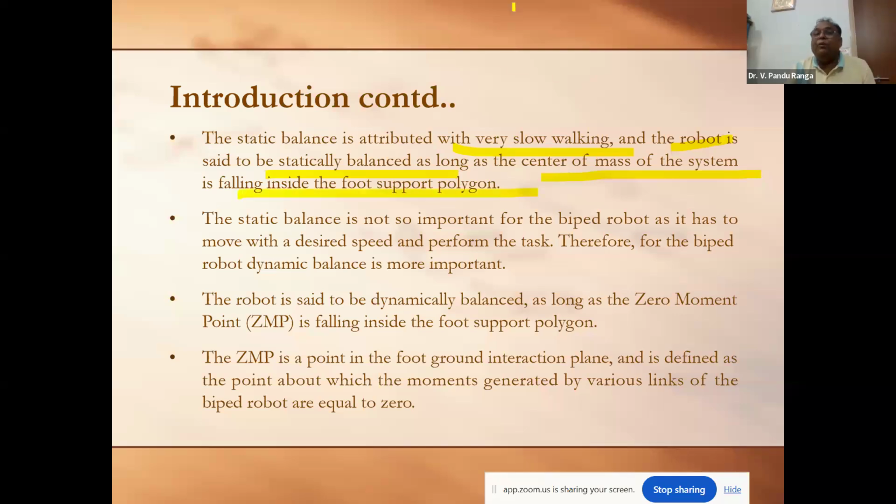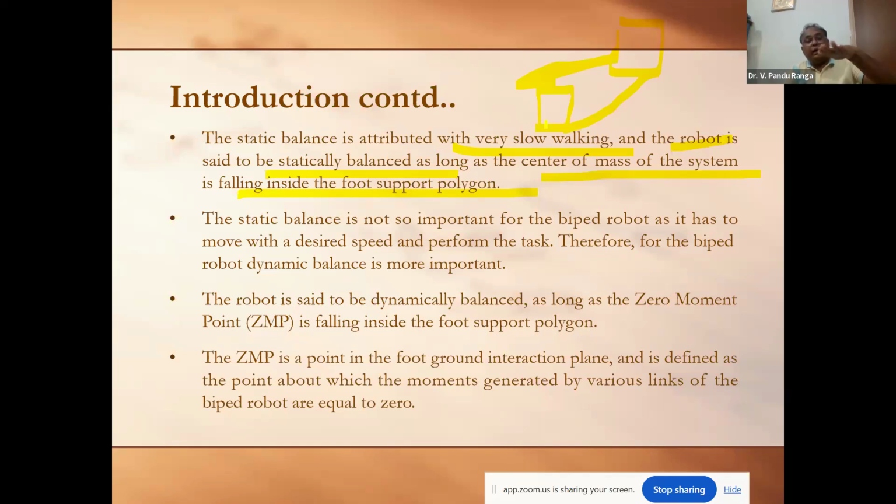So whenever we walk with the help of our two feet, if you are standing on a single leg, the support area under the single leg is meant to be your foot support polygon. And when you are in the double support phase, the entire region will be your foot support polygon, that we will see.